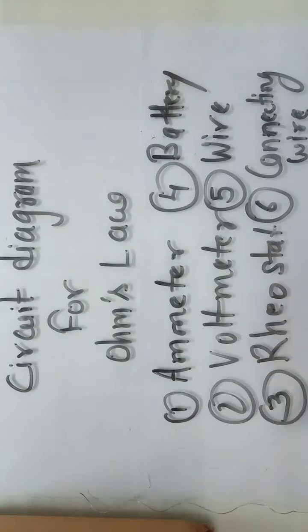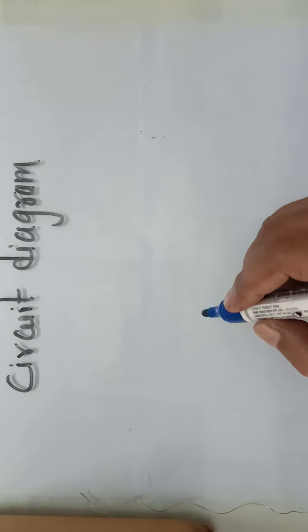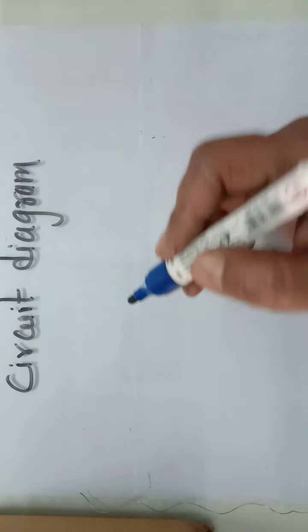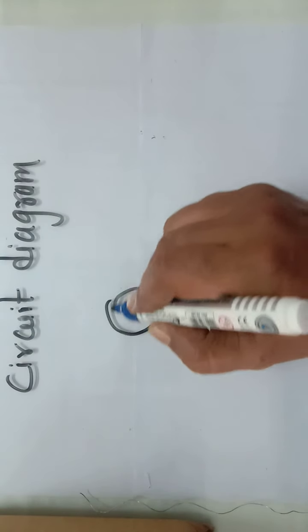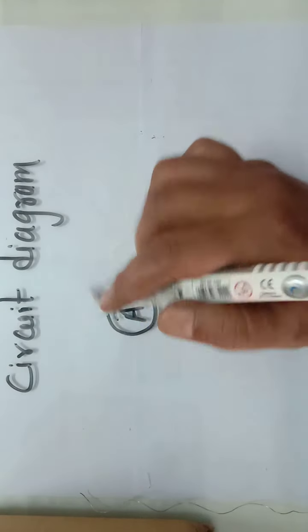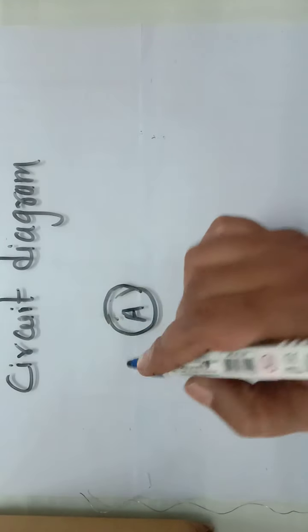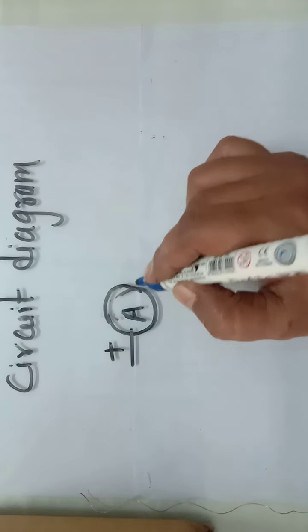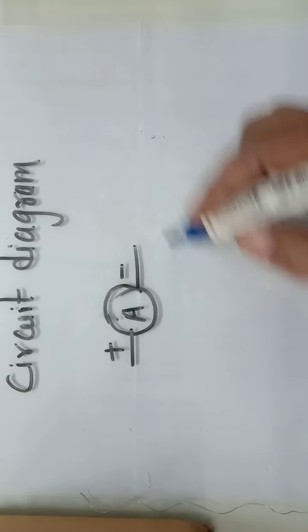So by using these components, we will now draw a circuit diagram for Ohm's law. Okay? First of all, for my convenience, I will draw the ammeter. Okay, this is positive and this is negative.